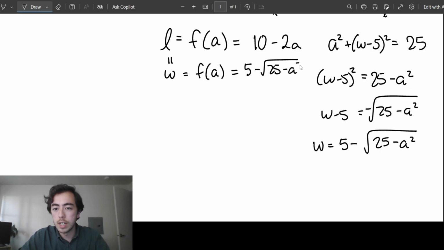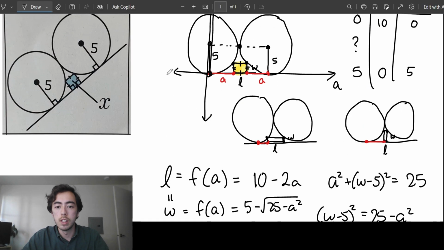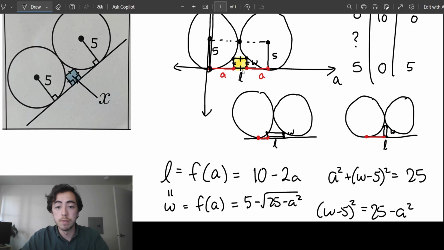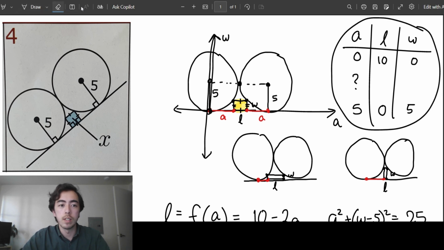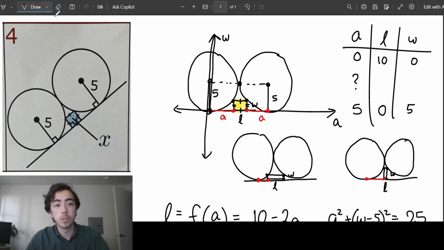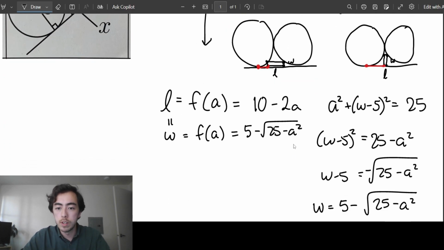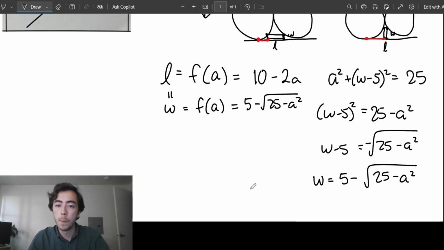And I guess I should test a point out just to be careful. It looks like when a is equal to 5, then w is also equal to 5. This is what I was talking about with setting up this table, right? These functions should work for the obvious points, and then it'll help me with the non-obvious points. So if I plug in a 5 right there, I do get the square root of 0, and then 5 minus 0 is still 5. So I do trust these equations. Cool. Well, I think I got my setup then.